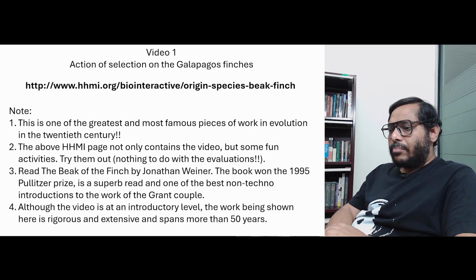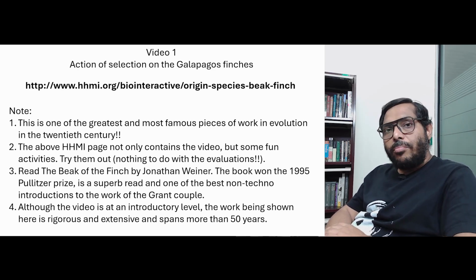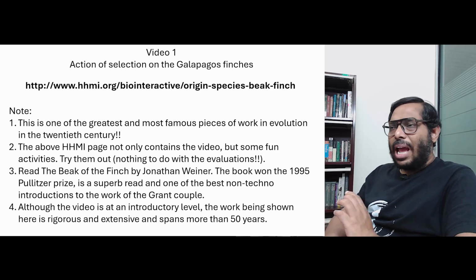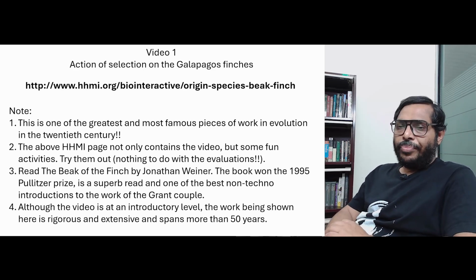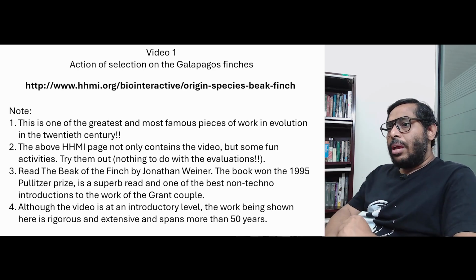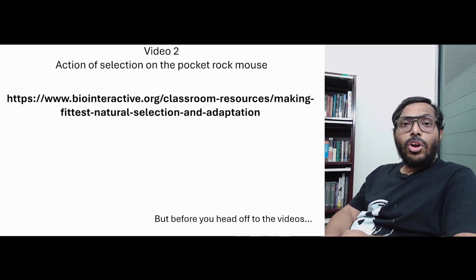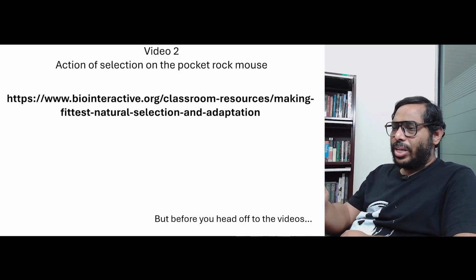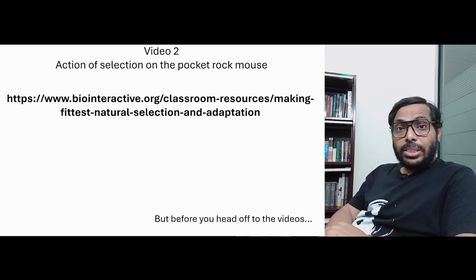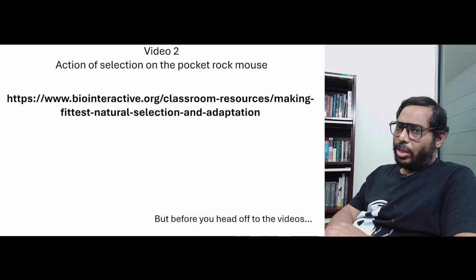And finally, although this video is at an introductory level, you have to realize that the work being shown over here is extremely rigorous and extensive, has tons and tons of data, and as I already said, spans over more than 50 years. So, one strong recommendation. The second video that I want you to have a look at is the action of selection on the pocket rock mouse. This is the work of a bunch of people, Michael Nachman, Hopi Hoekstra and others in New Mexico, and again, very nicely shot video, very nicely explained concepts.